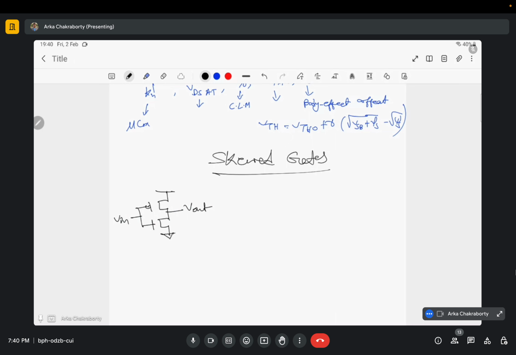This is our inverter. If WP is twice of WN, the charging current and the discharging current are equal, so I get equal rise time and fall time. But there might be situations when I don't require an equal rise time and fall time. There might be applications where equal rise time and fall time is not required.